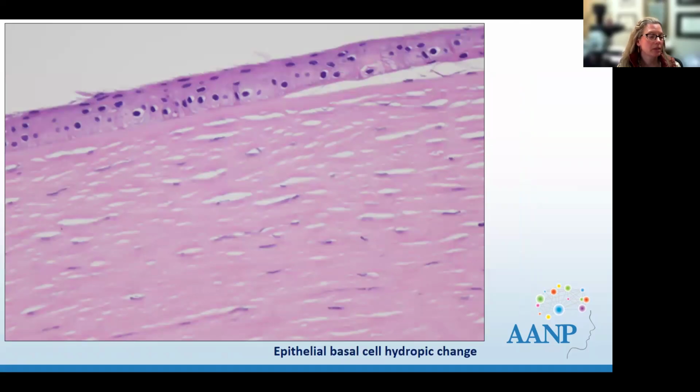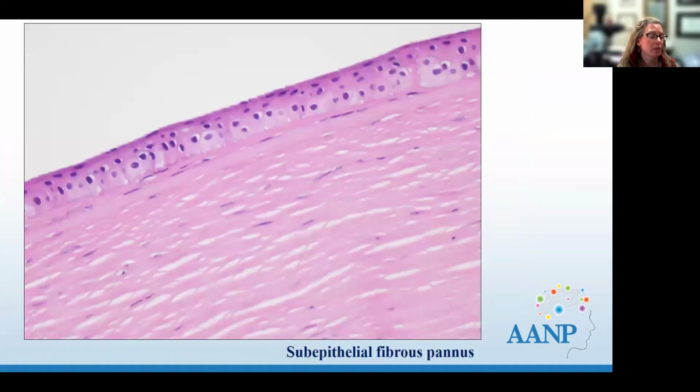Here's that hydropic change that we talked about before. This is a common case that you'll see, bullous keratopathy. And usually the clinician will write that on their requisition because the patient cannot see through this cornea that either has been damaged because of prior cataract surgery or some sort of trauma.